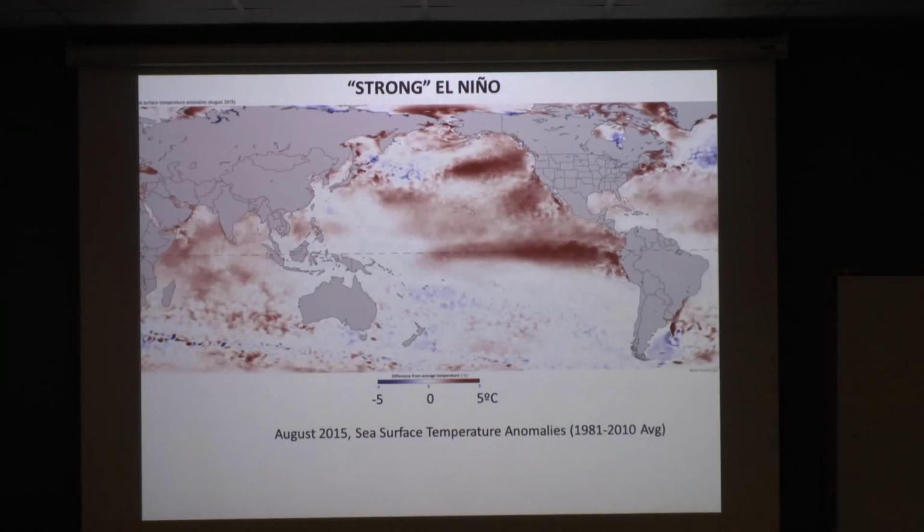And I wanted to finish with this image. This is the global sea surface temperature anomalies taken this year in August, and it seems that we are in an El Niño year, so we will see what happens in the winter, and we will see if we see this increase in the activity of meteotsunamis in all this area of the northeastern Gulf of Mexico.